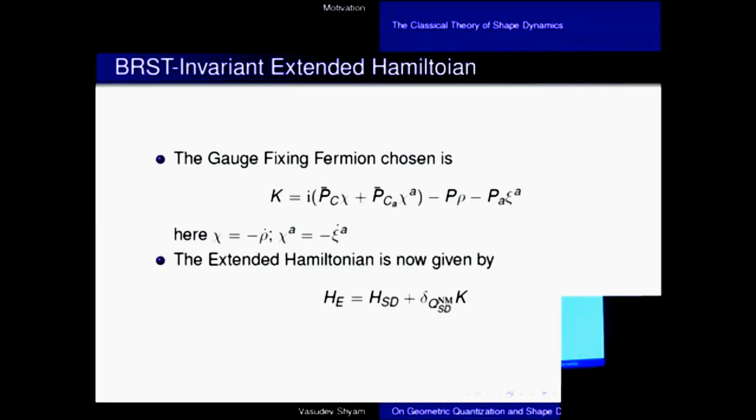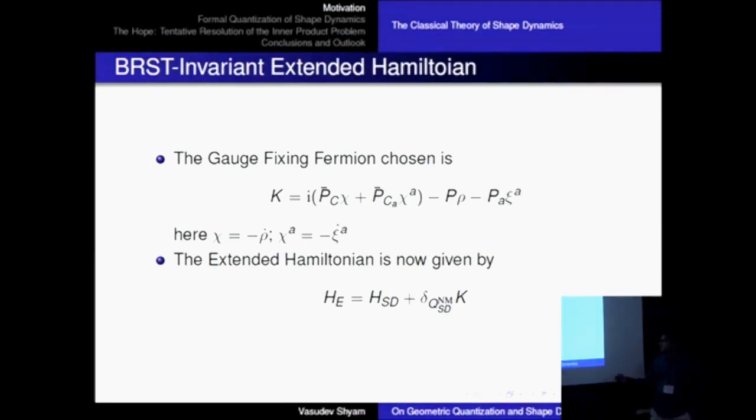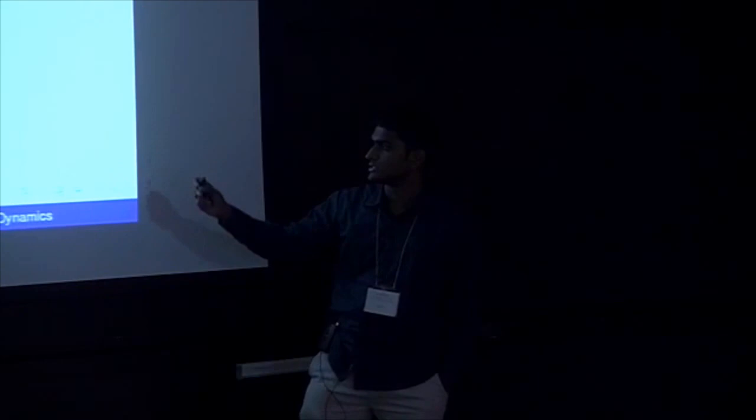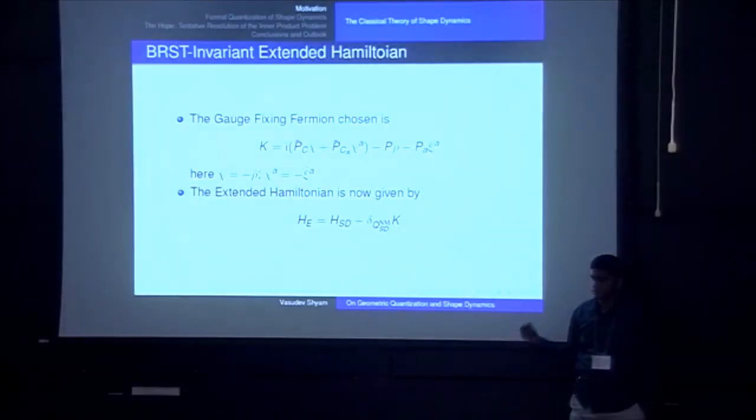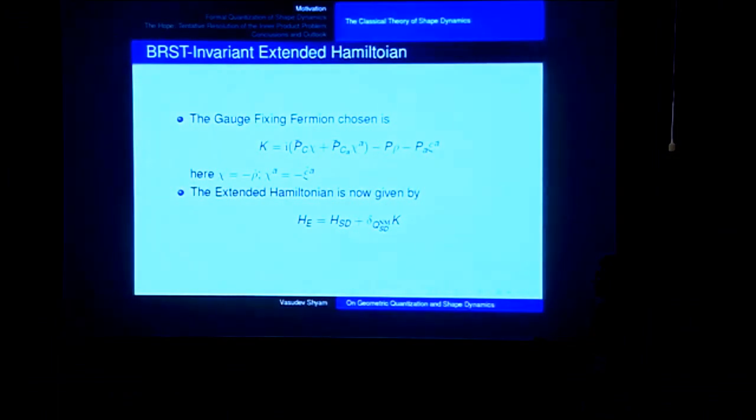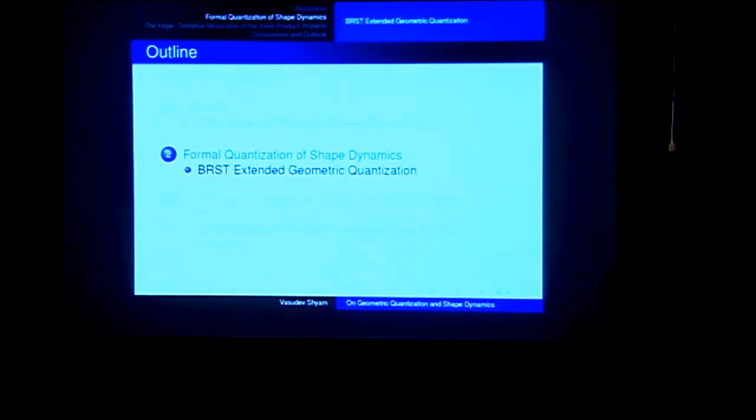Now all we need to do is choose a gauge fixing fermion of this form, where I've chosen this Faddeev-Popov-like gauge fixing, basically a derivative for these two functions here. And the extended Hamiltonian, which is usually a sum of three parts, is just these two because it's gauge invariant under both the conformal morphisms and the diffeomorphism. So we're not going to have the other term popping up here. We're just going to have this, and we're going to have the BRST differential of the gauge fixing fermion. Now I shall move on to the crux of the talk, being the BRST extended geometric quantization.